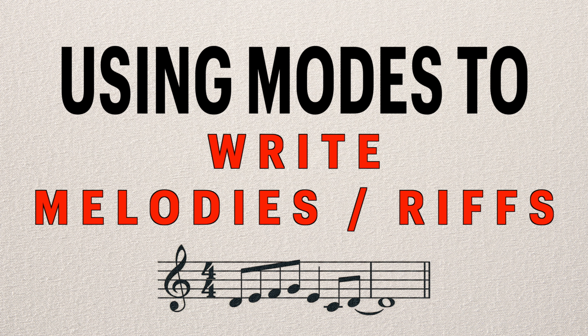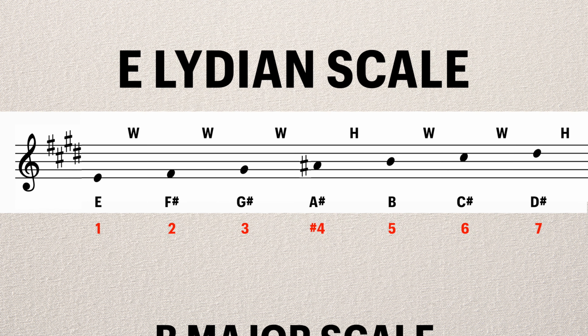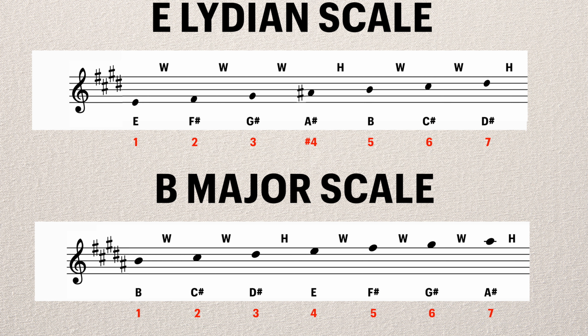In one example, I tried writing a guitar riff in the mode of E Lydian instead of something more conventional. E Lydian is relative to the B major scale, so it has all the same notes except that the root note is E. So here's what my E Lydian riff sounds like on the guitar.